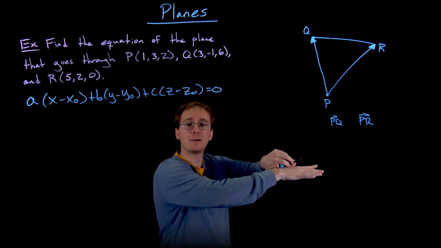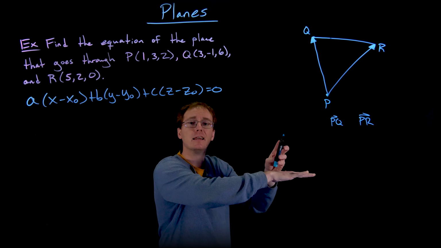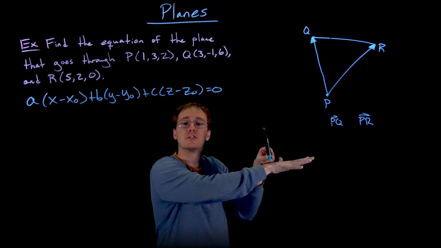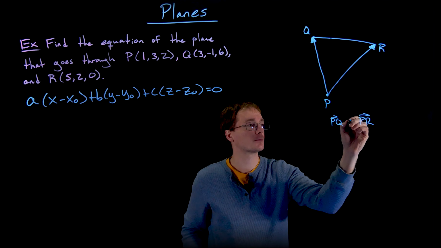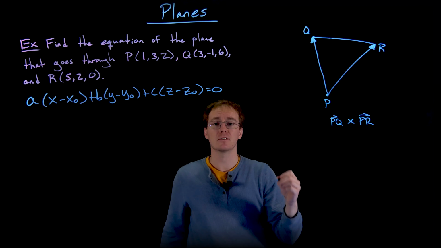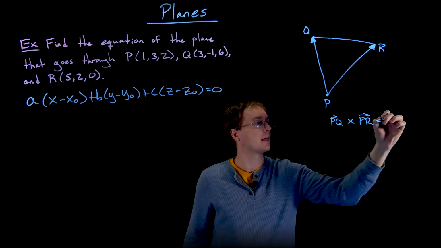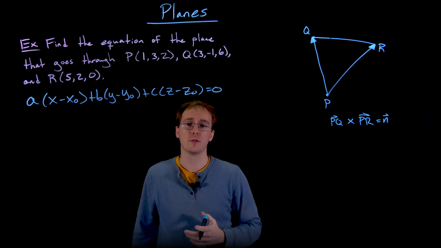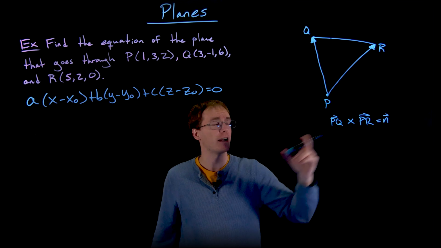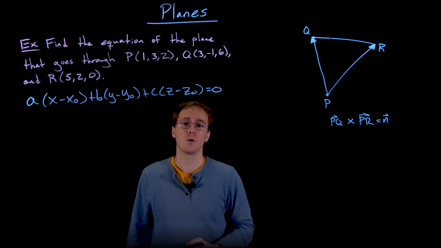And one of the things we learned about the cross product is that if you take the cross product between two vectors, it's always going to give you a vector that is orthogonal to those two vectors. So that means if we take the cross product between these two vectors that we just created, the vector from P to Q and from P to R, that will always give us a vector that is orthogonal or normal to both of those vectors. That means that vector will be our n vector, the vector that is orthogonal or normal to our plane.